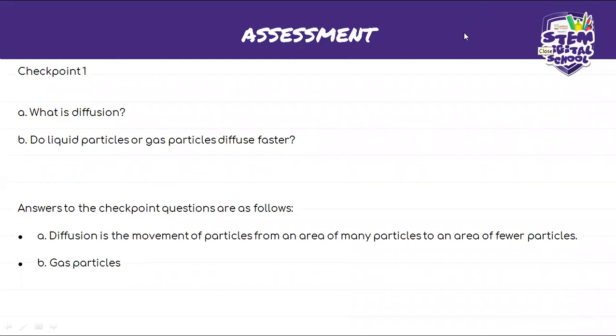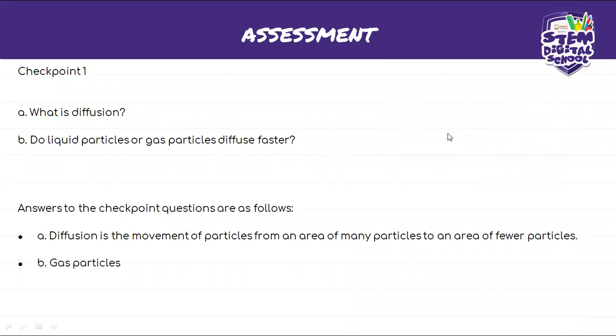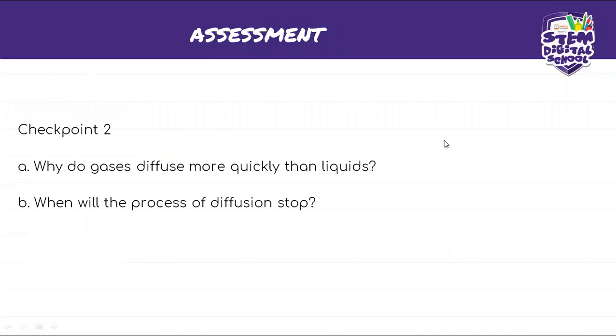Now, and then B is gas particles. That's perfect. You know how to score. Perfect, 2 out of 2, 100%. Now, let's go to the next question.